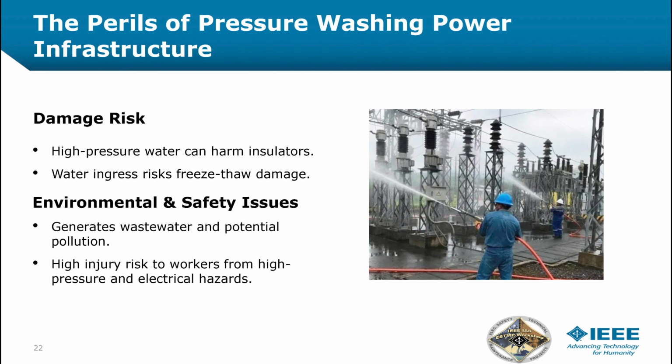Pressure washing. High pressure water can harm insulators. Water ingress risks the freeze-thaw cycle, where water gets into cracks and once frozen expands and contracts and then dries out. Environmental and safety issues. It generates wastewater and potential pollution onto the ground surface and into the water cycle. High injury risk to workers from high pressure water, and electrical hazard or flashover is a problem.